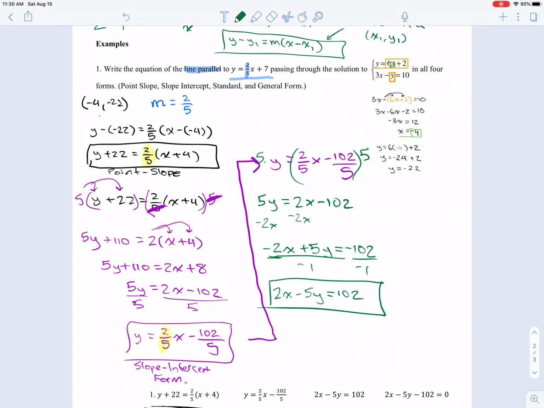Whew. Take a deep breath, because from standard form to general form is probably the simplest. We're just going to subtract 102 from both sides. So again, this is standard form. So obviously I'll just subtract the 102 over, and that's how I get to general form.